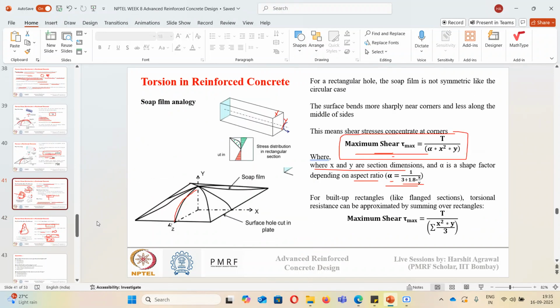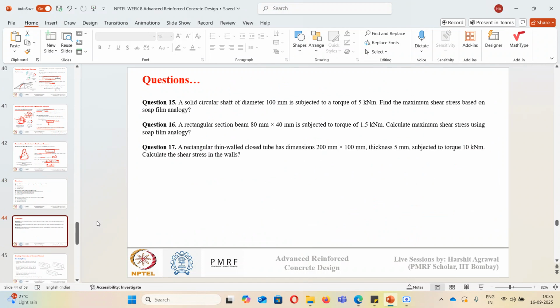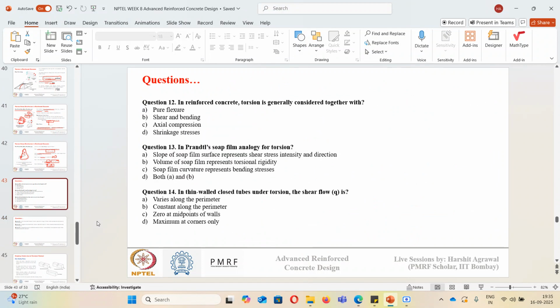Okay, try to answer these three questions. This is based on the soap film theory, Prandtl's soap film analogy, and thin wall tube theory.